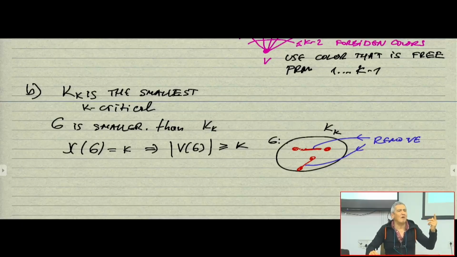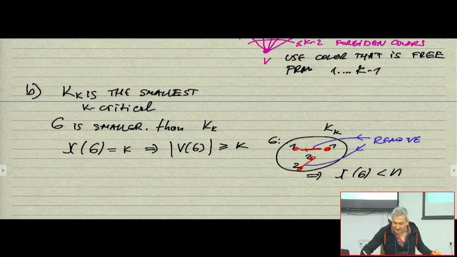Even if we remove just one, look, if we remove this one, then I can put color 1, 1, 2, 2. I will not need K colors. I will do it with K minus 1 or K minus 2 or K minus 3. So the chromatic number of G is strictly smaller than K. Sorry. And it's easy to prove that it's not critical as well, but this way it's easier.